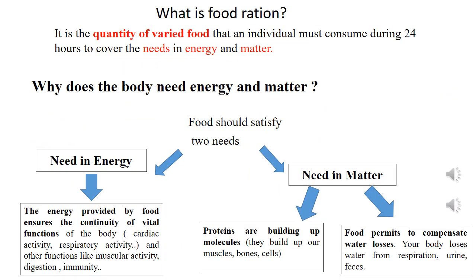So what is food ration? Food ration is the quantity of varied food that an individual must consume during 24 hours to cover the needs in energy and in matter. So, why does the body need energy and matter? As we said, food should satisfy two needs: a need in energy and a need in matter.